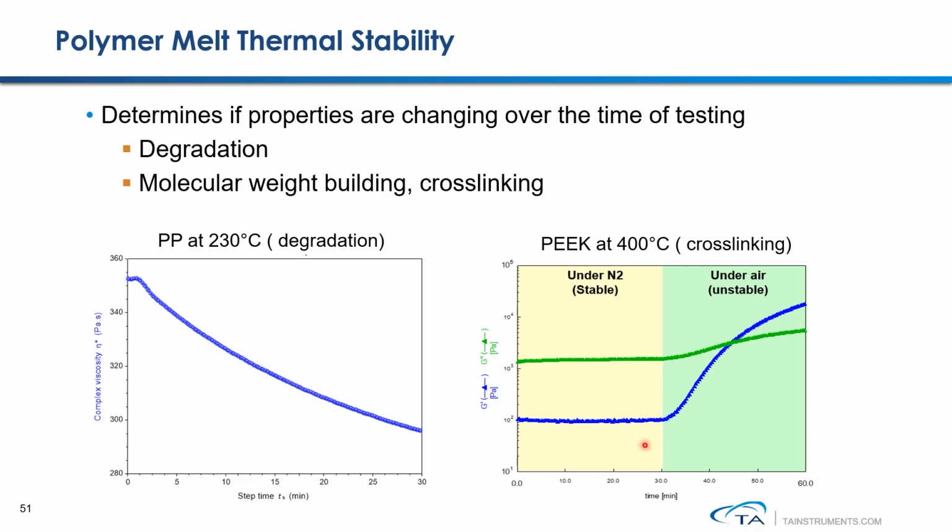The other example on the right side shows the time sweep measurement results on a high temperature PEEK polymer at its processing temperature of 400 degrees C. This result tells you that if you're processing PEEK polymer under nitrogen atmosphere, over 30 minutes of processing time, the sample could more or less remain stable. But if you switch to an air atmosphere to process the polymer, within half an hour you see the sample's modulus significantly build up. It undergoes a cross-linking reaction.